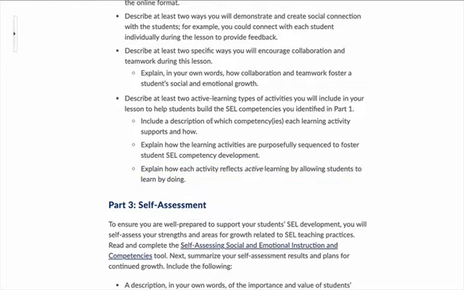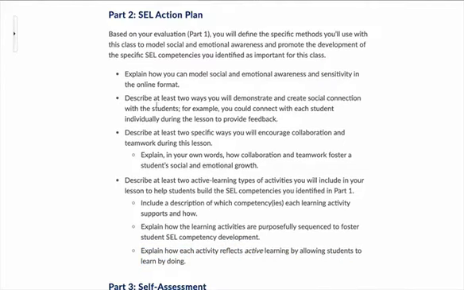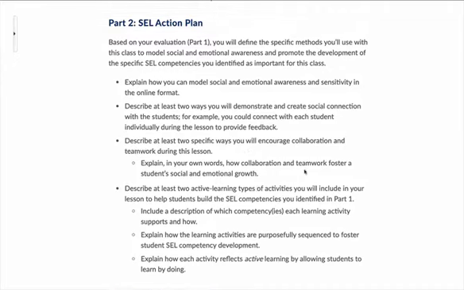So when you go through, you are going to set up your part 2 with 4 subheadings that address each of the 4 bullets. The first one is modeling social and emotional awareness. The second one is demonstrate social connections. The third one would be collaboration and teamwork plan. And the fourth one would be active learning activities.